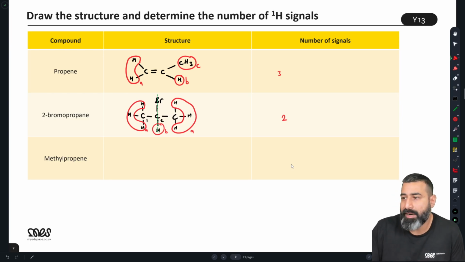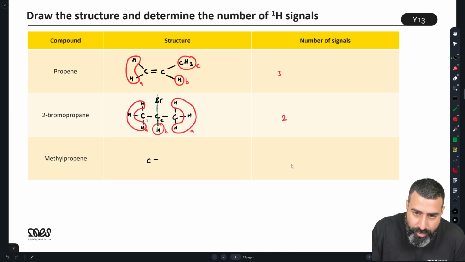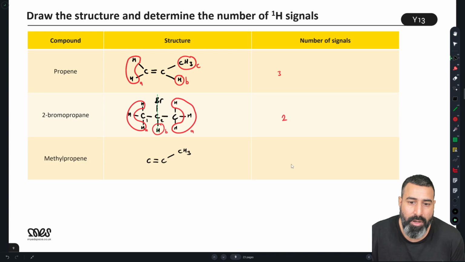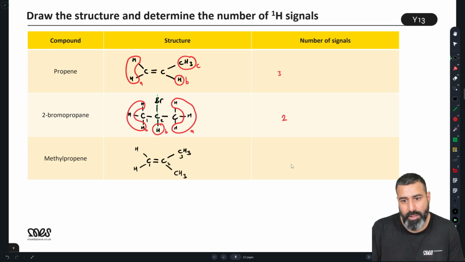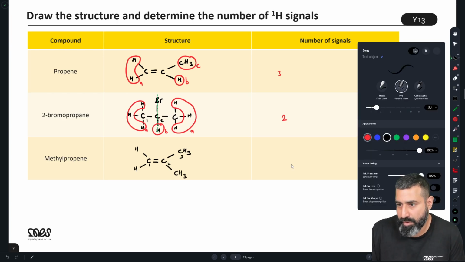Okay, and then finally methyl propene. Okay, so then start by drawing propene, which is that. And then the methyl group can only go on carbon number 2. If it goes on 1 or 3, then it's a different molecule, not propene anymore. So this is methyl propene. That's H and that's H. Okay, cool. Nice question.